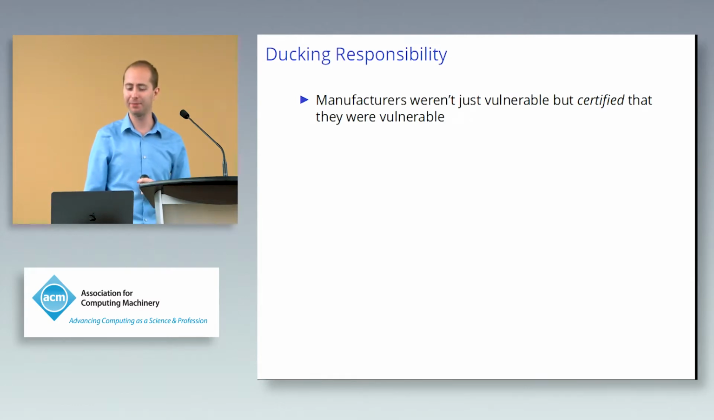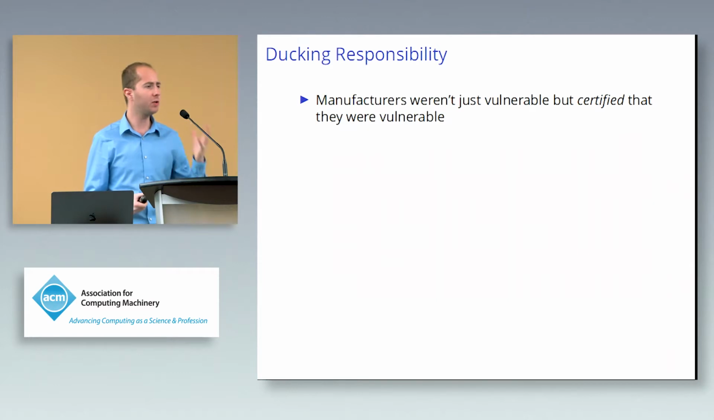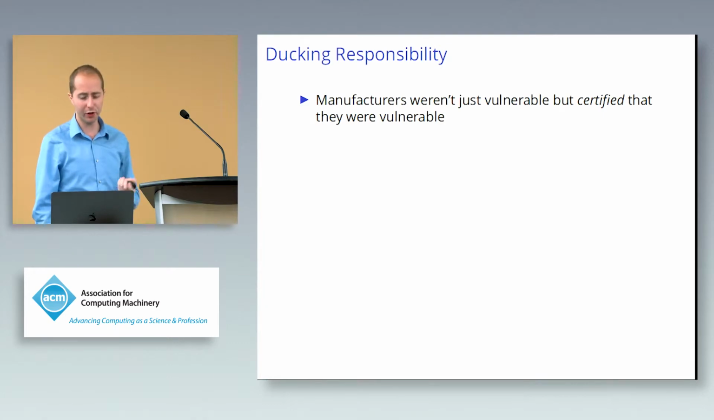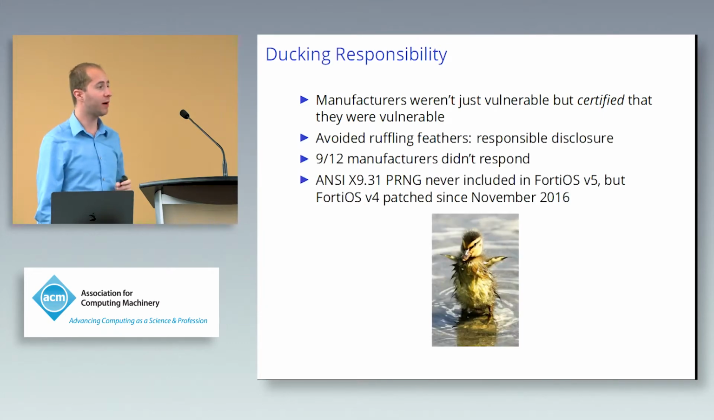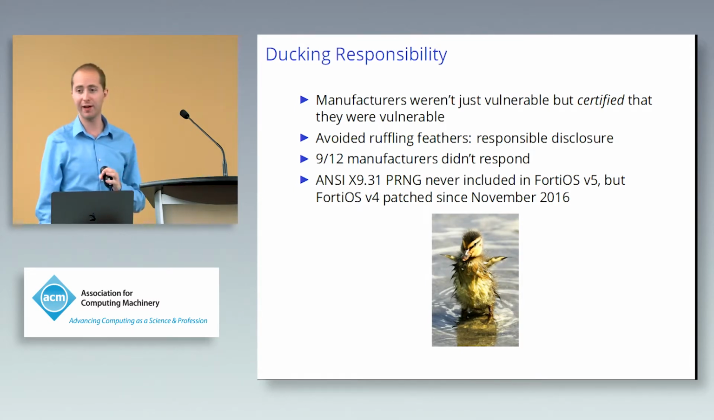Ducking responsibility. The funny thing here is that manufacturers were not only vulnerable, but they were willing to certify that they were vulnerable to the United States government. And this is kind of curious. So to avoid ruffling too many feathers, we did engage in responsible disclosure. However, 9 out of 12 of our manufacturers didn't respond at all to our inquiries.